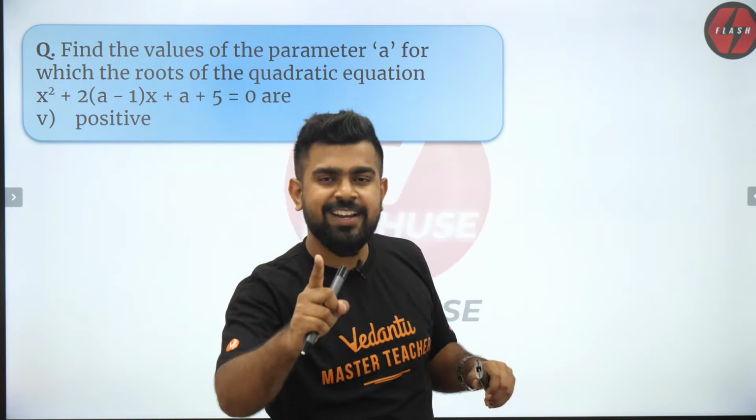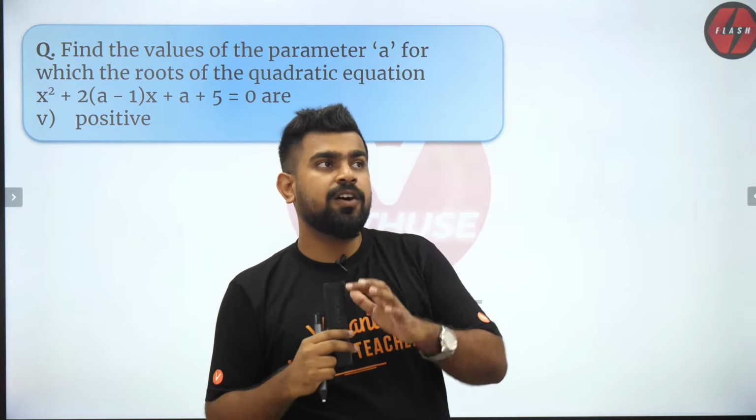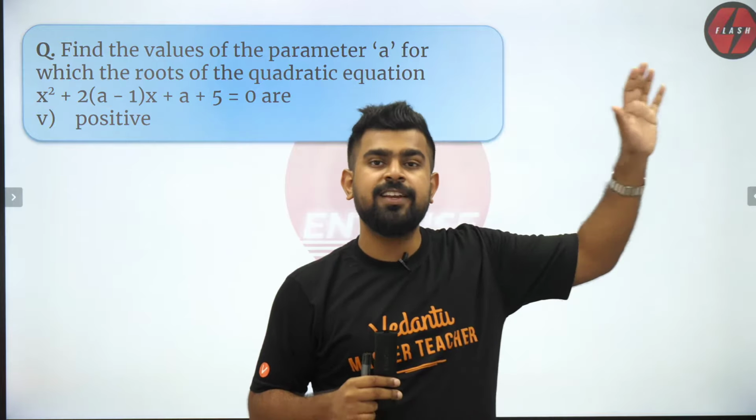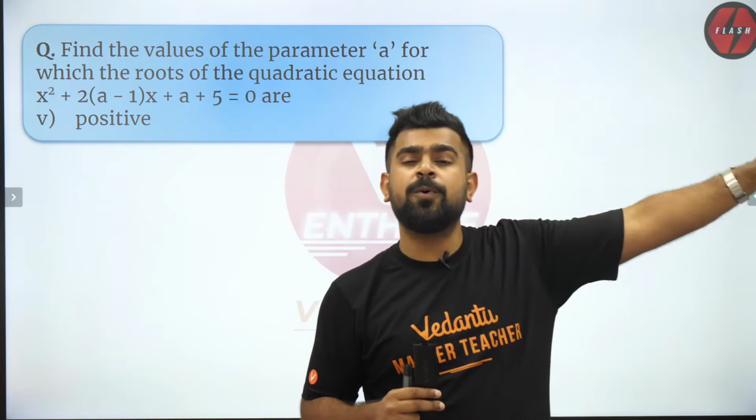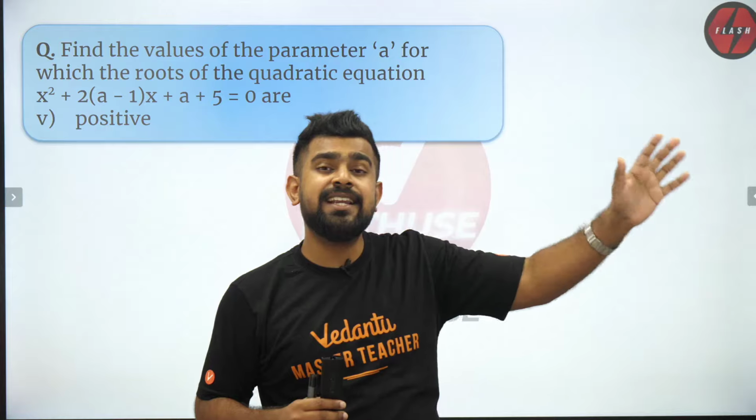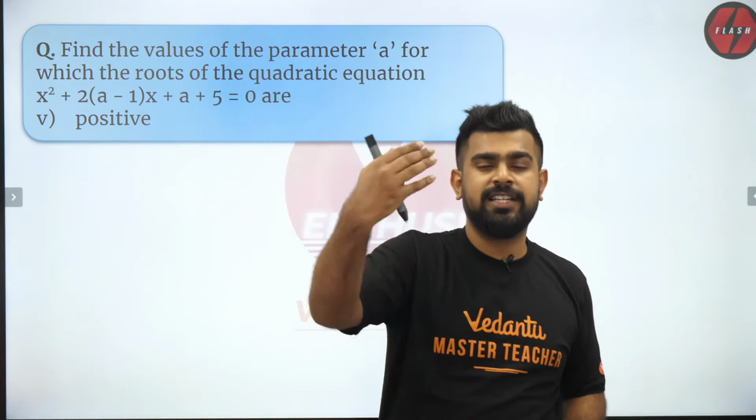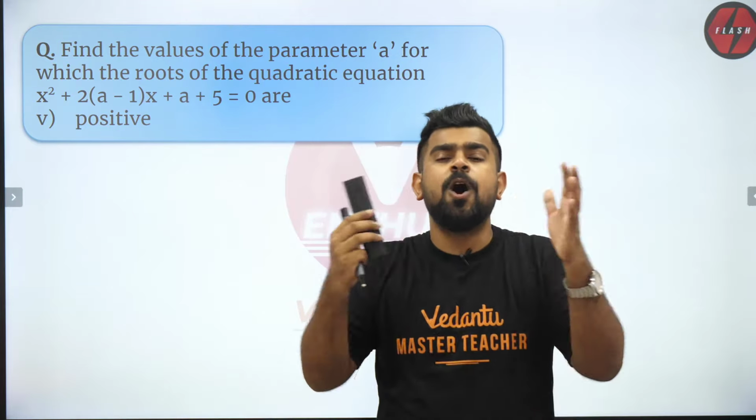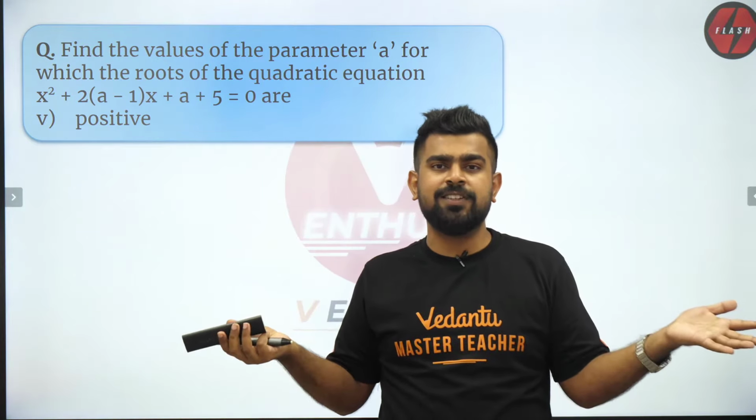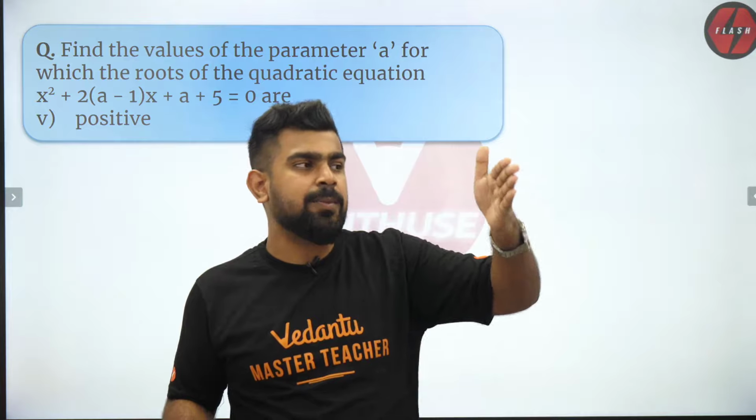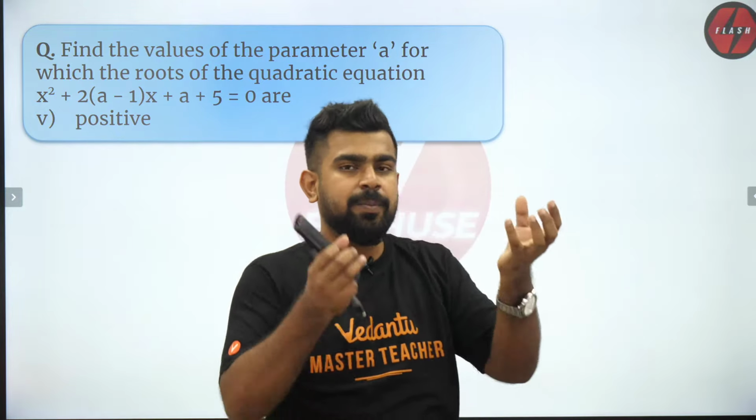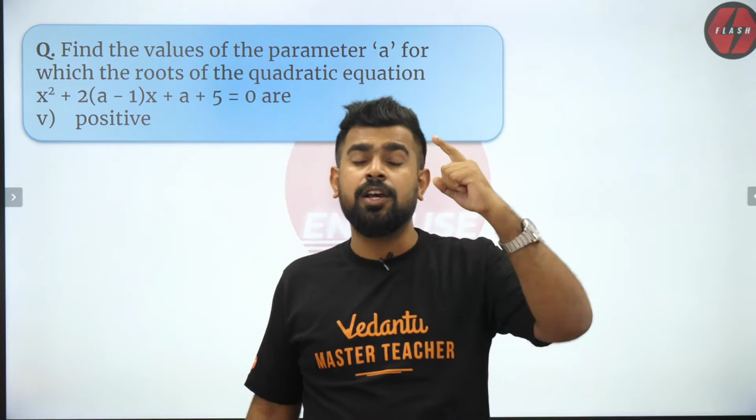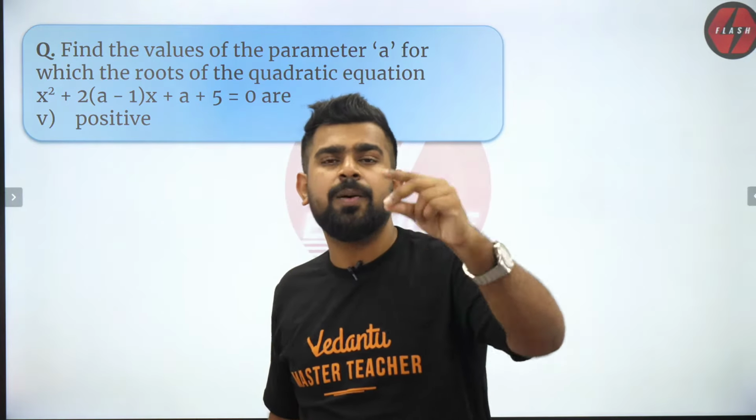We saw that yesterday. What is the second condition? The vertex will be to the right side of the origin. That means the vertex will be positive, that means minus b by 2a will be positive. That is the second condition. The third condition is that the product of roots also will be positive, because if both the roots are plus and plus, then plus into plus will also be positive. So these are the three conditions which we did yesterday, and you are supposed to recollect them.